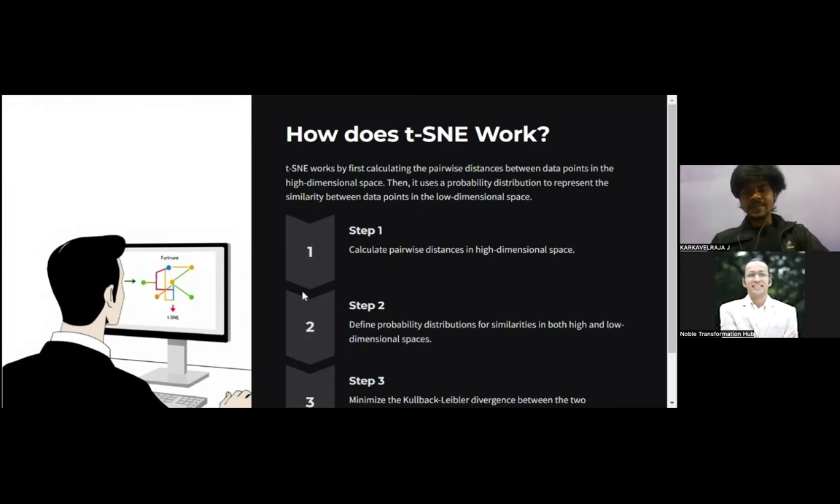What is the first thing we have? How does t-SNE work? Let's see how it is working. t-SNE works by calculating the pairwise distance between the data points in a high dimension. Then it uses a probability distribution to represent the similarity between the data points in the lower dimension space. Simple, guys. Let us consider we have high dimensional data, say 100 dimensions. Consider any two points. There is going to be some distance between them, called the pairwise distance. We map the same distance between the two data points into whatever low dimension we are giving. That is what t-SNE does. Not rocket science.